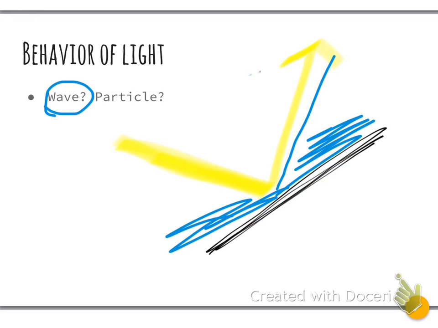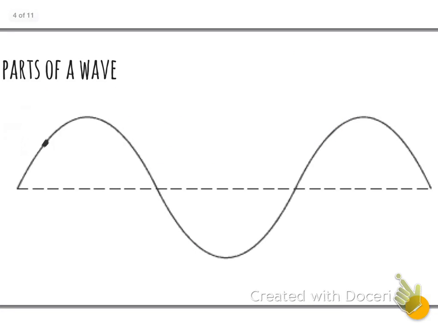So in this case, light acts like a particle. I know this is kind of an abstract idea, but as long as you get the idea that light can act in various ways, you'll be okay with that objective. So now let's talk about different parts that you will see in a wave.